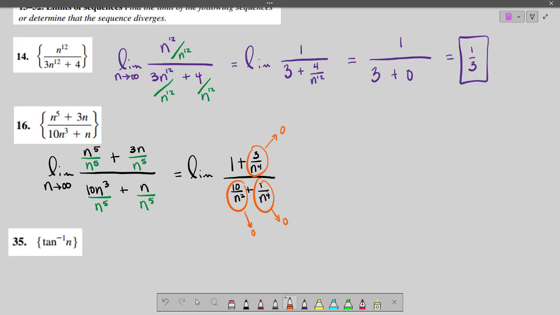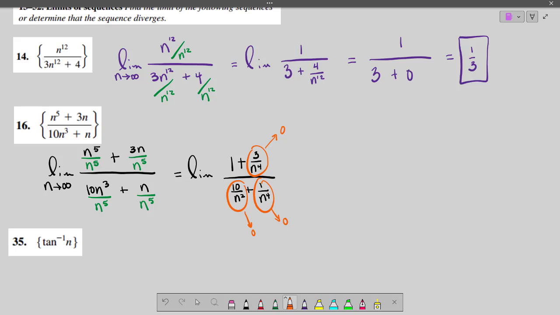All right, so we now have a situation where the numerator is fixed at 1. The limit of the numerator is 1. And the denominator is getting closer and closer to 0. Is the denominator positive, negative, or ambiguous? Positive. So we are always dividing by a positive number that's getting closer and closer to 0.